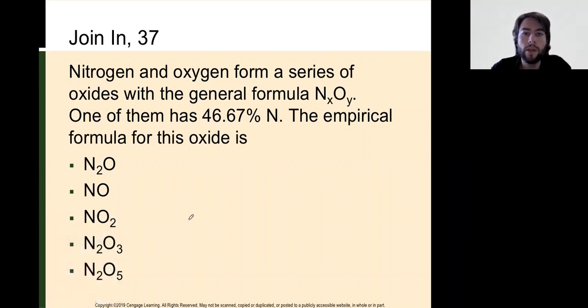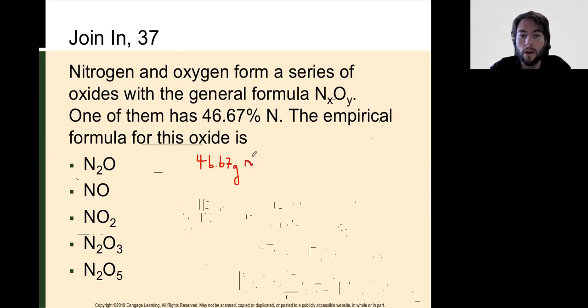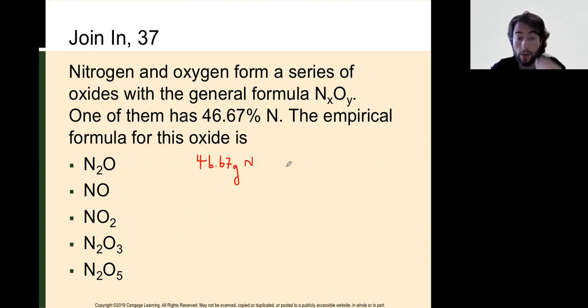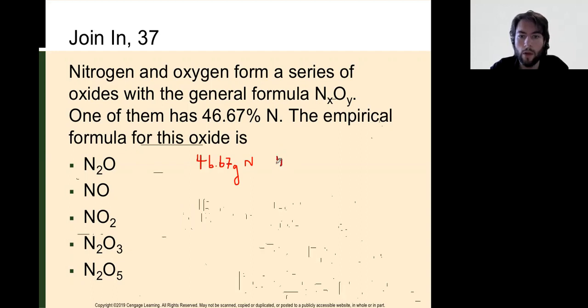Okay, so this is a question that's very similar to what we've had before. We are not doing anything particularly new here. So we have 46.67% nitrogen. So that is equivalent to 46.67 grams of nitrogen, which means we're also going to have 53.33 grams of oxygen.